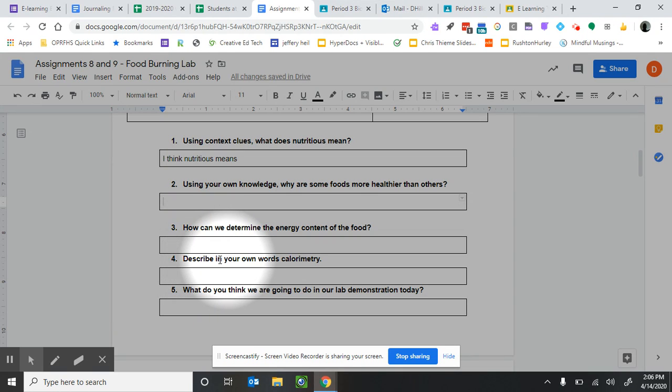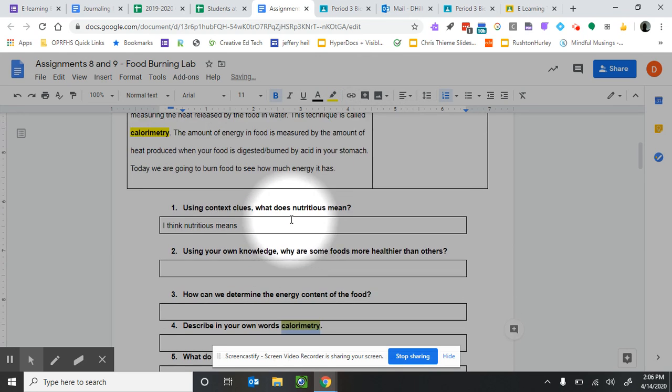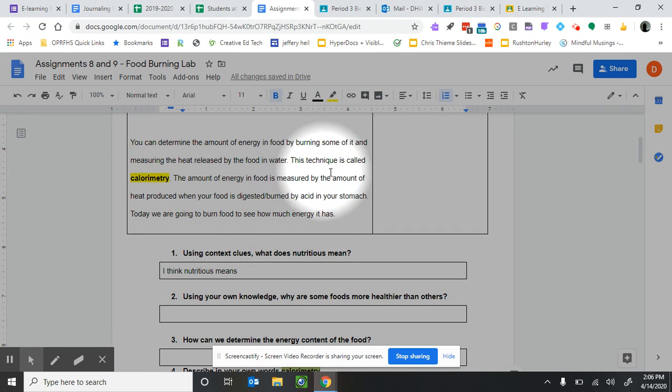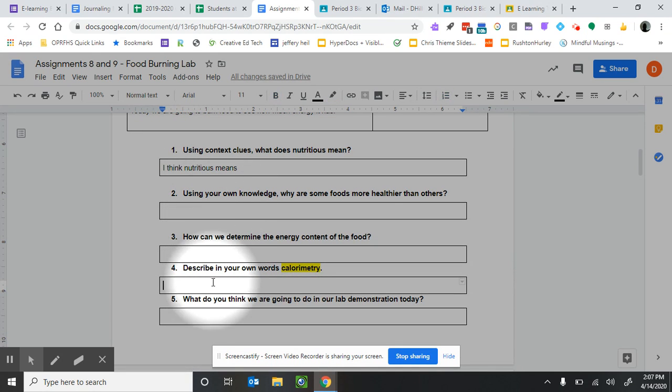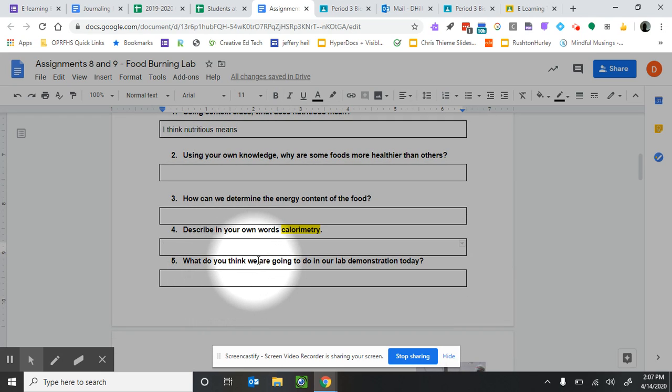Question number 4, describe in your own words calorimetry. That was a weird vocab word. I'll highlight again, calorimetry, that we saw over here. Something about a technique, and it's back here in that same paragraph. So question 3 and question 4 are kind of similar. Number 5, what do you think we're actually going to do in this lab demonstration? Something to do with food. Look at the title. Those clues can all help you out about what we're going to do in this lab.